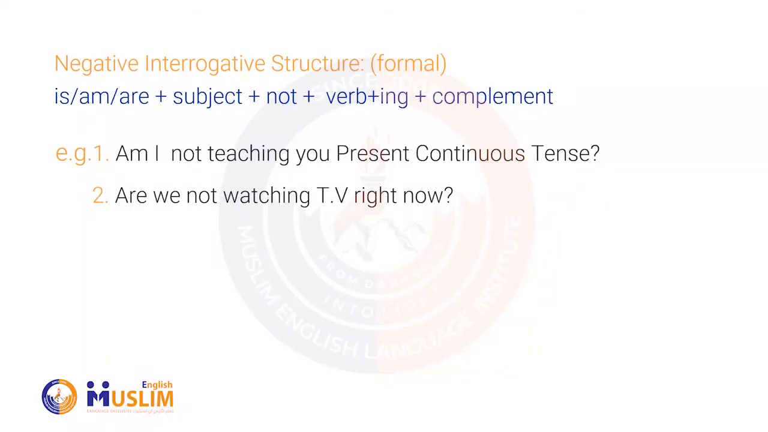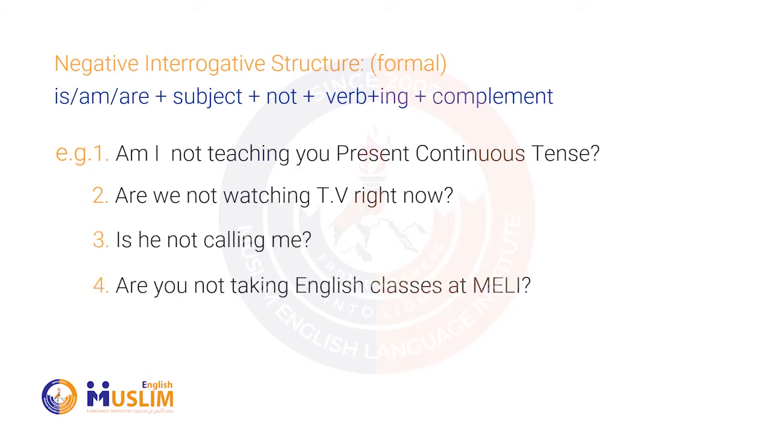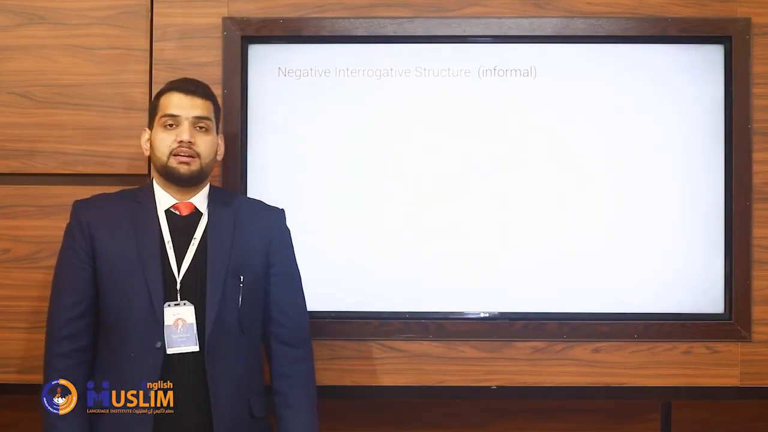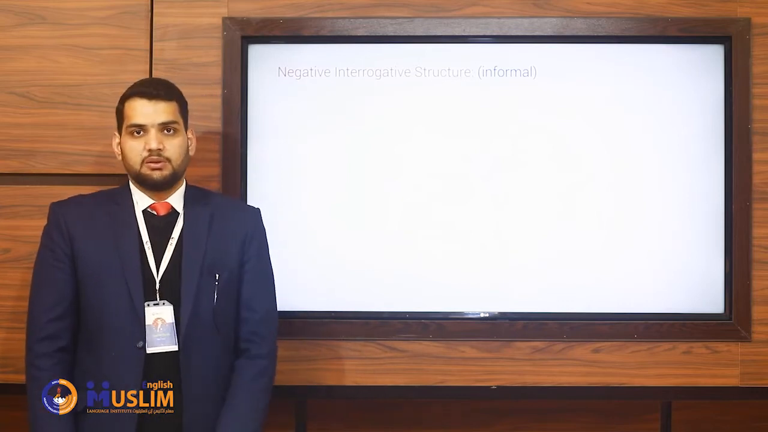Another example: are we not watching TV right now? Is he not calling me? And are you not taking English classes at Melly? And now let's talk about the negative interrogative structure, but this time the informal one.